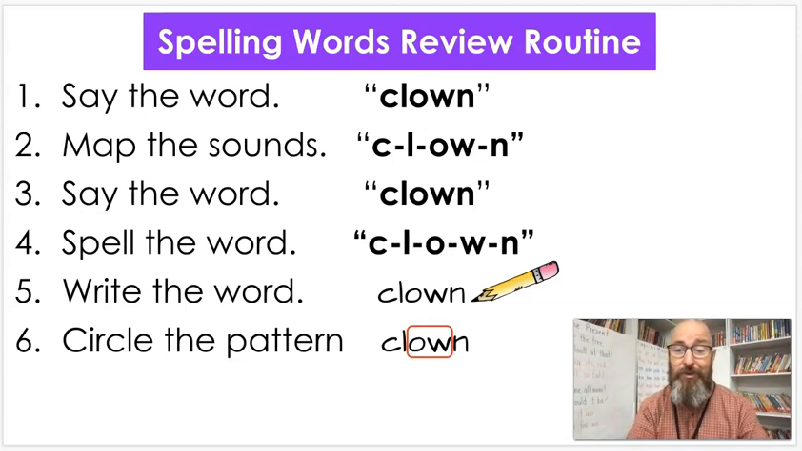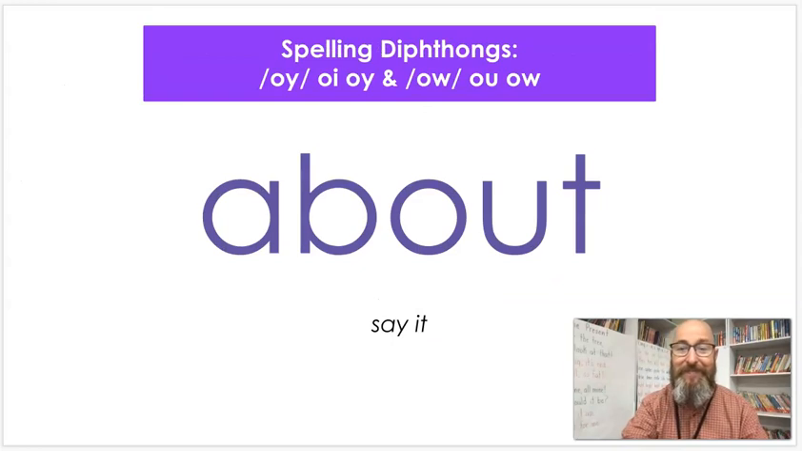Fifth, we write the word. So we'll get out our paper and pencil, our whiteboards, and we'll write the word. And then last, we will circle the pattern. And you see how we circled the pattern. That's our pattern for the week, and that's in owl and clown. So that's our pattern. Feel free to do it with us. Your teacher may have another routine, but that's how we do it here. So let's go ahead and get started. Get your pencil and paper if you don't have it ready, or your whiteboard and marker, and let's get started.